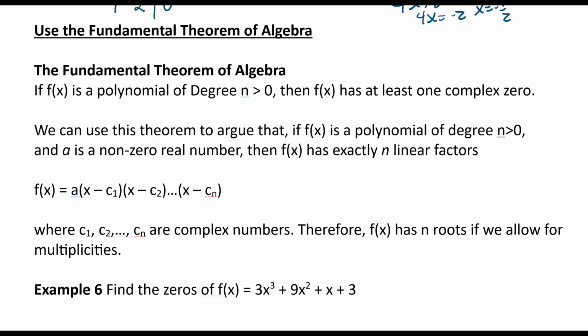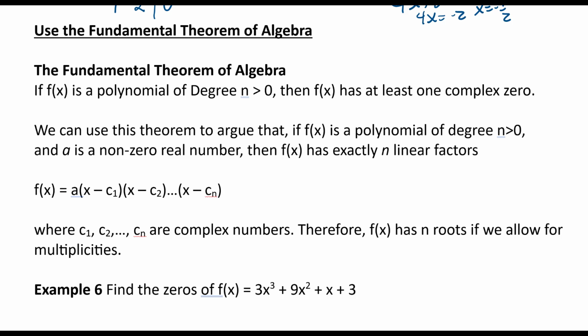We can use this theorem to argue that if f of x is a polynomial of degree n greater than 0, and a is a non-zero real number, then f of x has exactly n linear factors. So, for example, f of x equals a times x minus c1 times x minus c2 times ... x minus c sub n, where c1, c2 through c sub n are complex numbers.